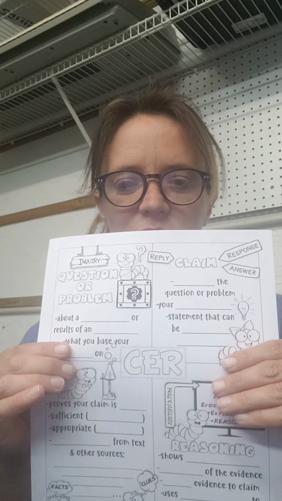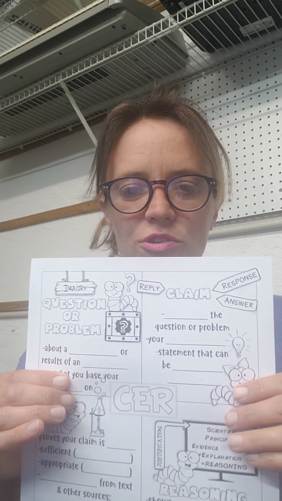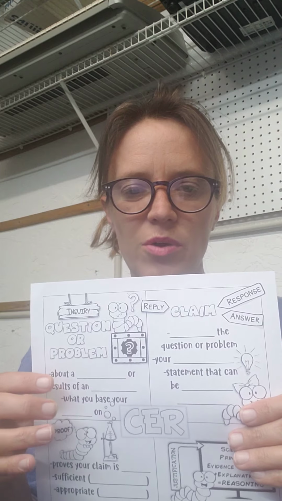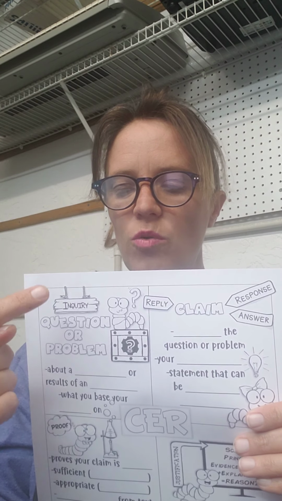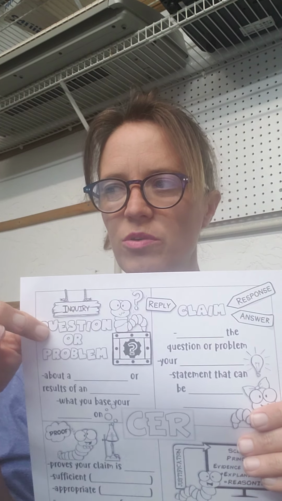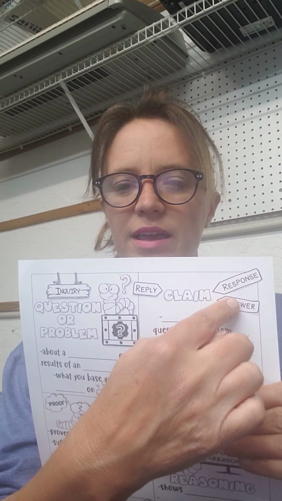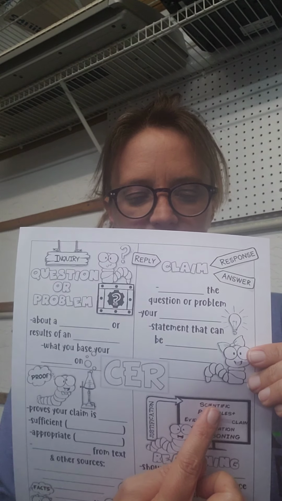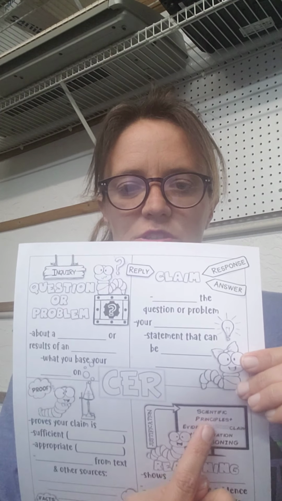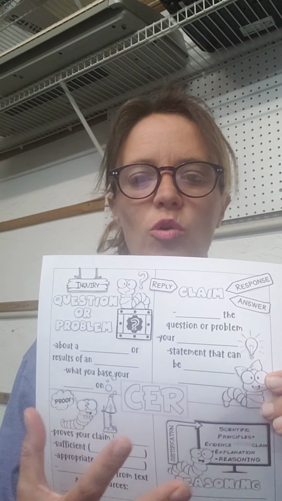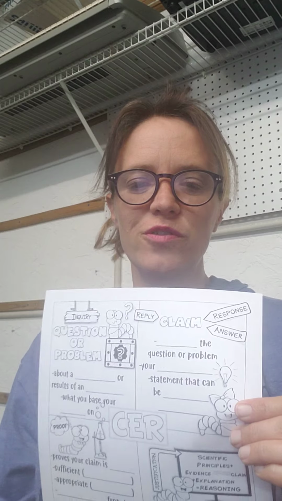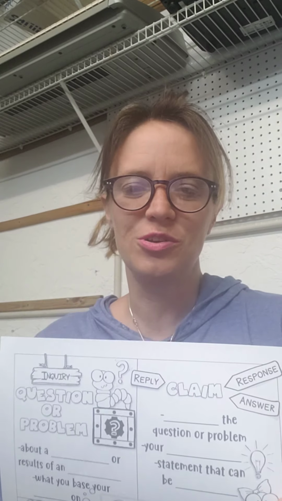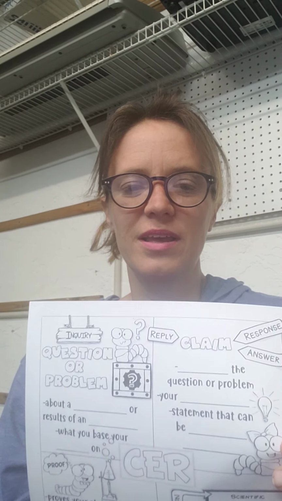If you do have a printer, you should have this page that was on the blog. If you don't, you can just jot the answers down somewhere. And the page is going to go across. So starting right here with question or problem, then claim, then down here, and then right here where it says scientific principles. So what we're going to be doing is thinking of some questions that you have a claim or an argument about. So like I said on the blog, those of you that like to argue, this is your unit because you're going to get to argue a topic.